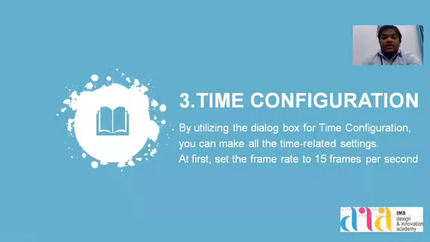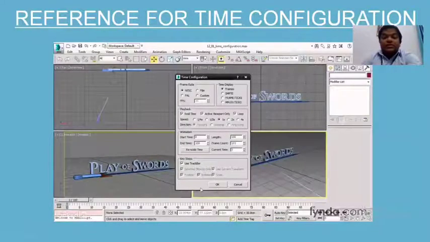Step 3. Time configuration. By utilizing the dialog box for time configuration, you can make all the time related settings. At first, set the frame rate to 15 per second. This is a reference image for time configuration. Remember that it is the ideal rate when it comes to computer animation. Then set the end time to 180 in the animation section of the dialog box. You can now obtain a 12-second animation at 15 frames per second.